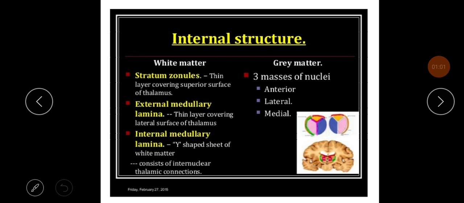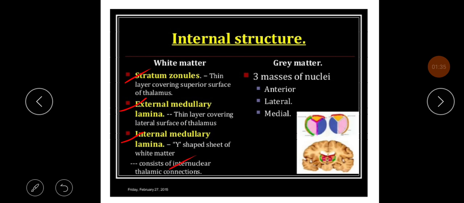Internal structure: it is made up of mainly white matter and gray matter. The white matter covers the structure, with a Y-shaped band inside it. The white matter is the stratum zonale, a thin layer covering the superior surface of the thalamus. The external medullary lamina is a thin layer covering the lateral surface of the thalamus, and the internal medullary lamina is a Y-shaped sheet of white matter, which consists of internuclear thalamic connections.